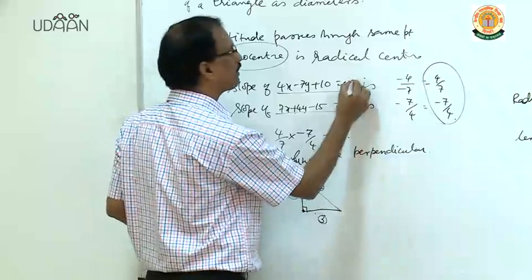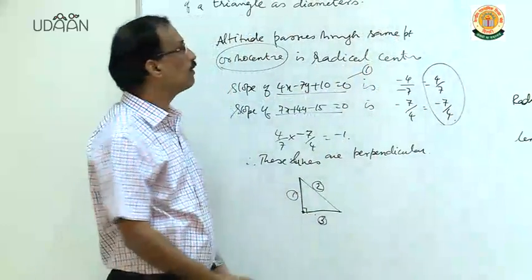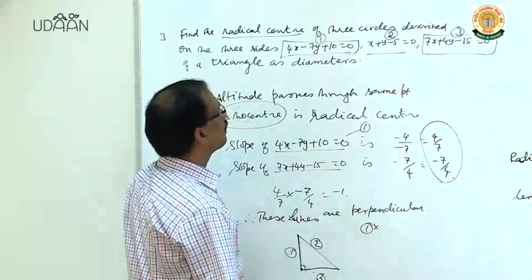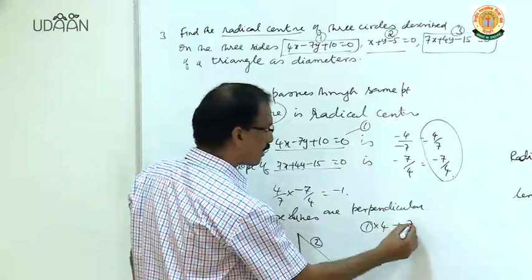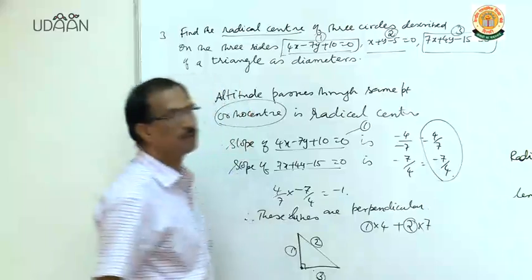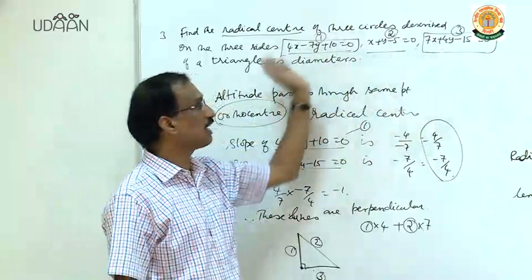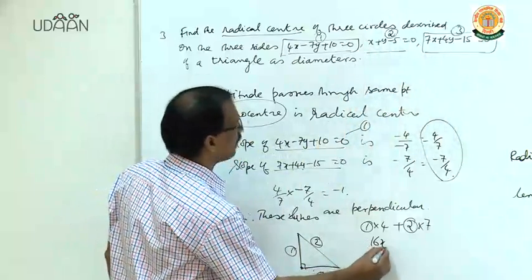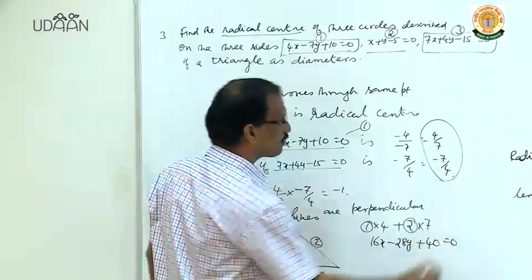Take the first equation as 1, and 3, if you are solving. So, multiply the first equation by 7, or by 4, and multiply the second equation by 7, because these two have opposite signs. So, we are going to equate the coefficient and then eliminate it. What do we get? 16x minus 28y plus 40 equal to 0.